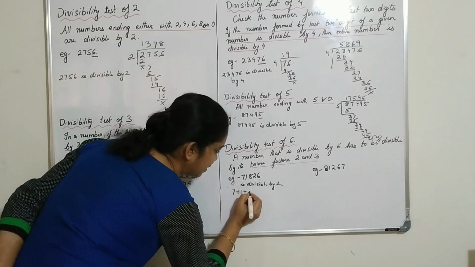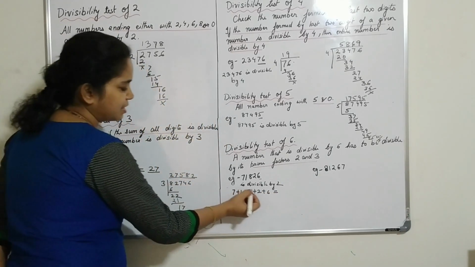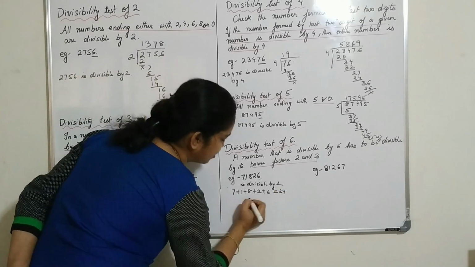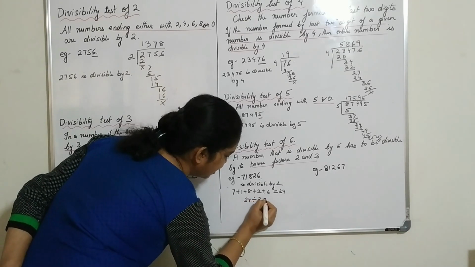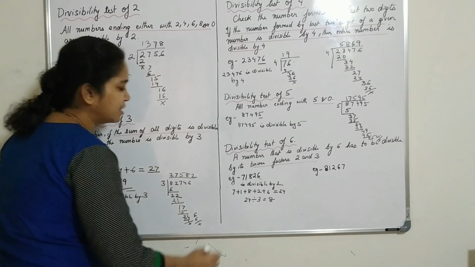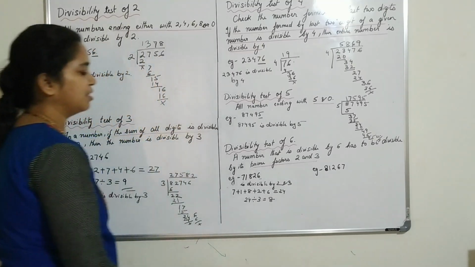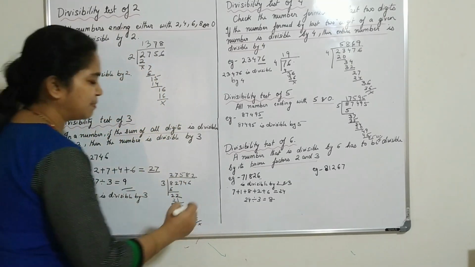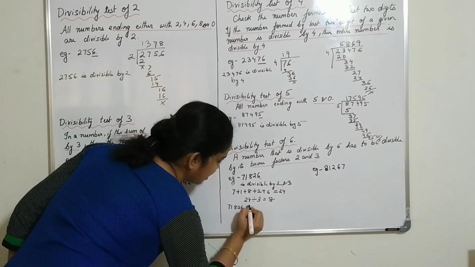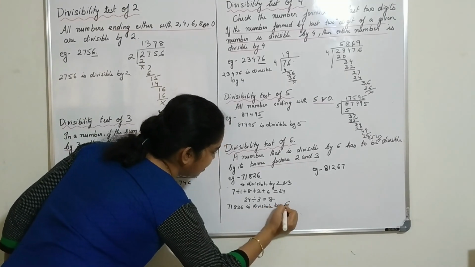7 plus 1 plus 8 plus 2 plus 6 equals how much? 16, 17, 18, 18 plus 6 is 24. So 24 divided by 3 is equal to 8. So it is divisible by 3 also. It is divisible by 2 and 3, so this number can be divided by 6. So 71826 is divisible by the number 6.